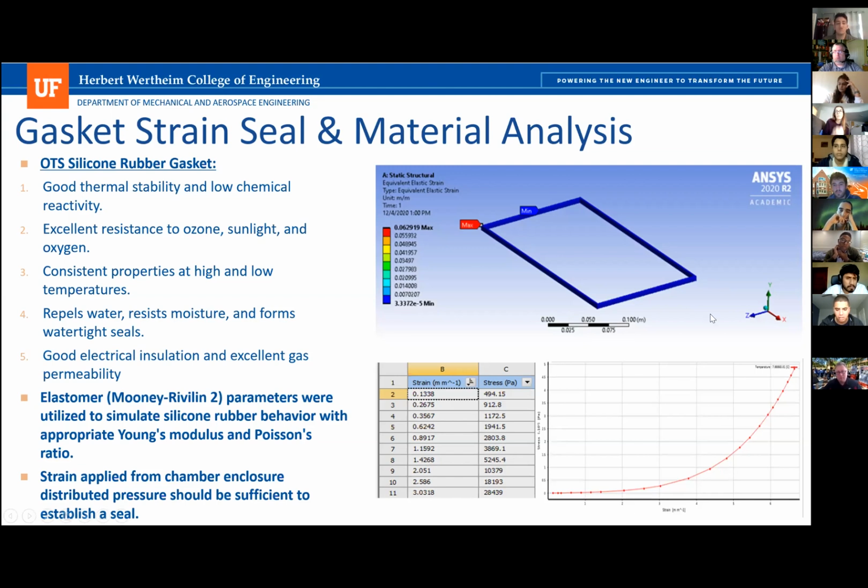As you can see, the chamber lid applies a distributed load across the gasket that, in addition to the chamber latch that I mentioned earlier, will create a fully sealed environment. And as you can see on the ANSYS image on the right, everything is in blue, so there's no off balance of applied strain or stresses, and material characteristics under that image. Next slide, please.